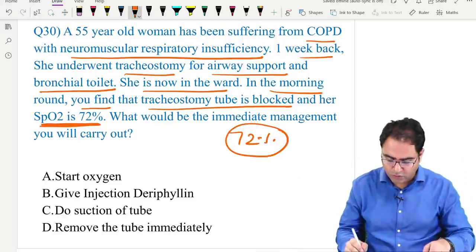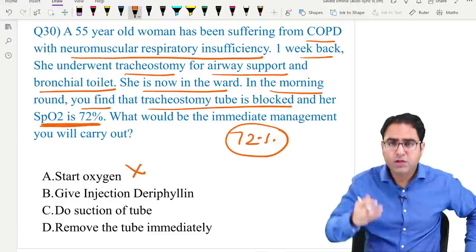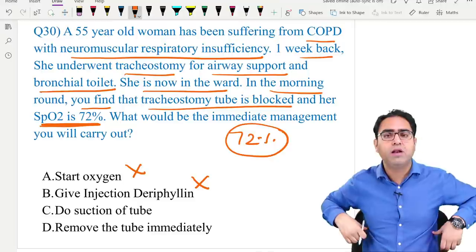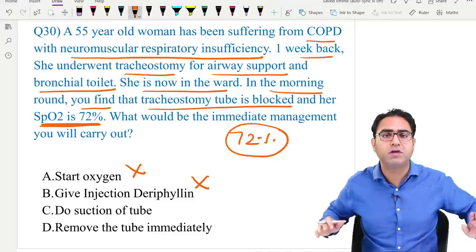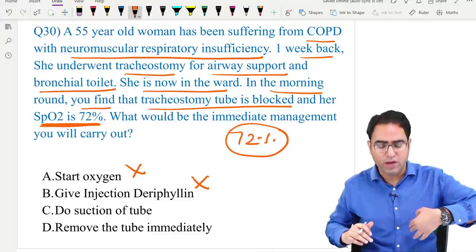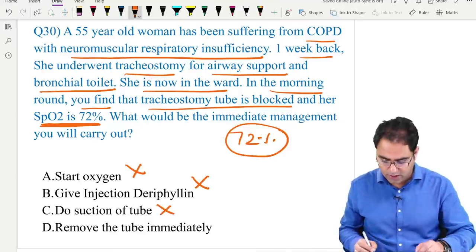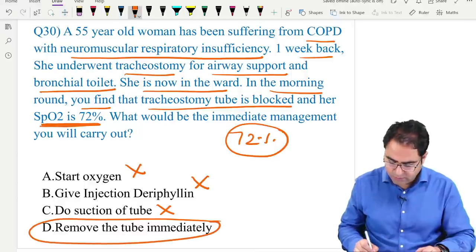So in this case also, don't start oxygen, beta. The tube is blocked. Where will the oxygen go? Why give an injection of deflazacort? The bronchial position is absolute. There is no bronchoconstriction. The tube is blocked, beta. Air is not going. Don't do suction of the tube now because now the secretions are dried up, beta. Remove the tube immediately. This is the answer, beta.